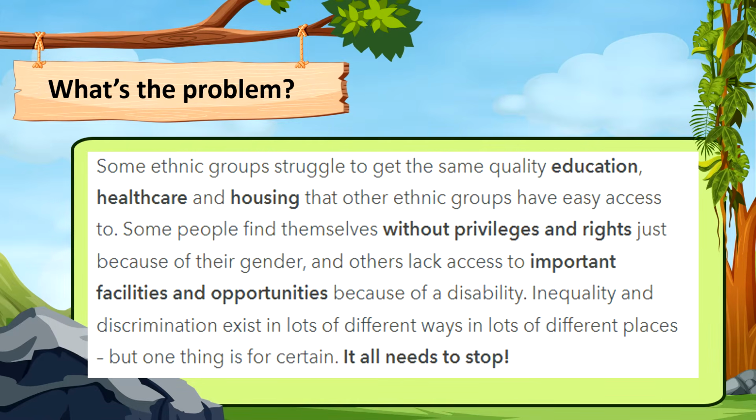Some ethnic groups struggle to get the same quality education, healthcare, and housing that other ethnic groups have easy access to. Some people find themselves without privileges and rights just because of their gender, and others lack access to important facilities and opportunities because of a disability. Inequality and discrimination exist in lots of different ways, in lots of different places, but one thing is for certain, it all needs to stop.